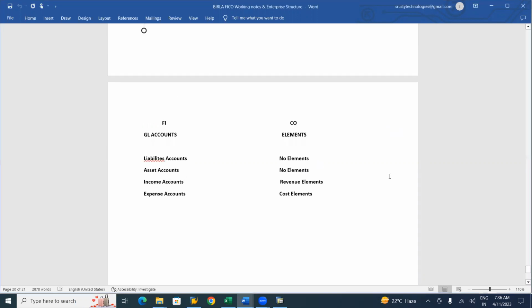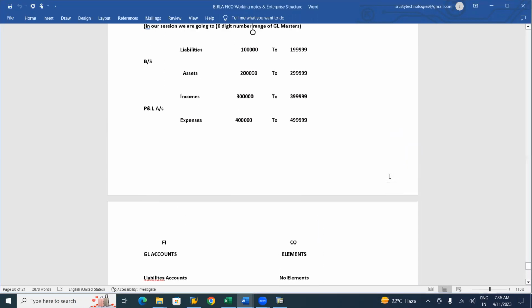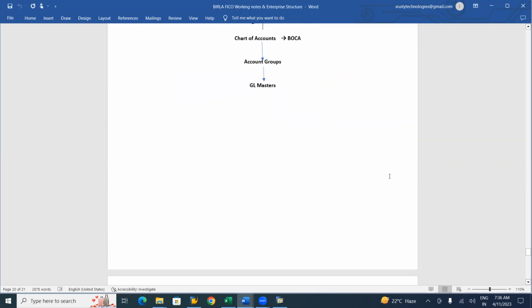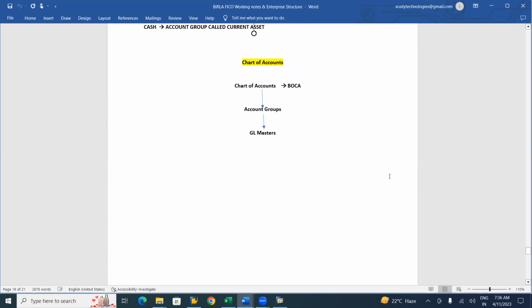Yes, sir. Last session, we discussed the chart of accounts part. In that, we discussed what the different types of chart of accounts are and what the structure is. First, we will create the chart of accounts. We have already created account groups and GL masters. We are going to create them in the GL module, right?